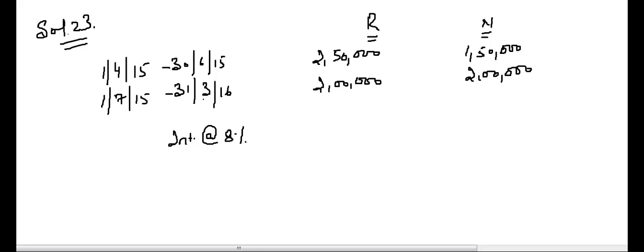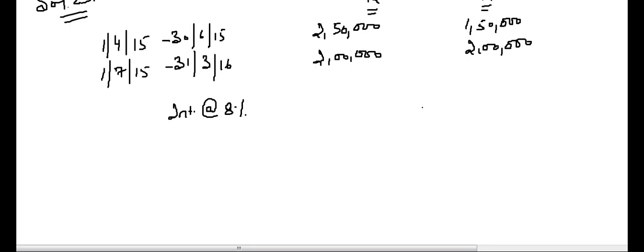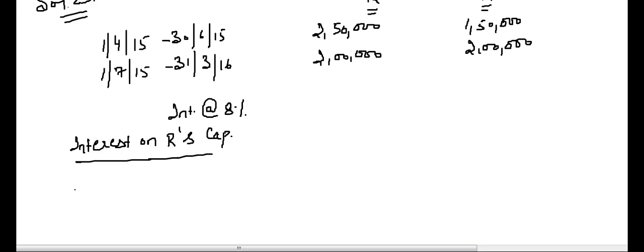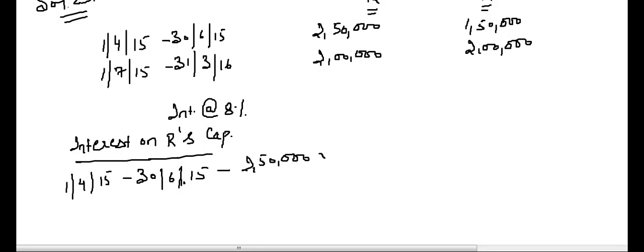So you can calculate this interest, very simple. I'll show you only for one partner. For the other partner you can calculate. Interest on R's capital, right? So we'll say from 1/4/15 to 30/6/15, it is 2,50,000 into 8% for how many months? 3 months.